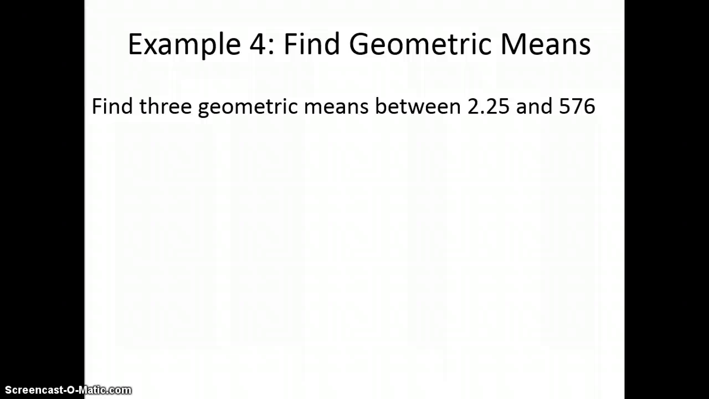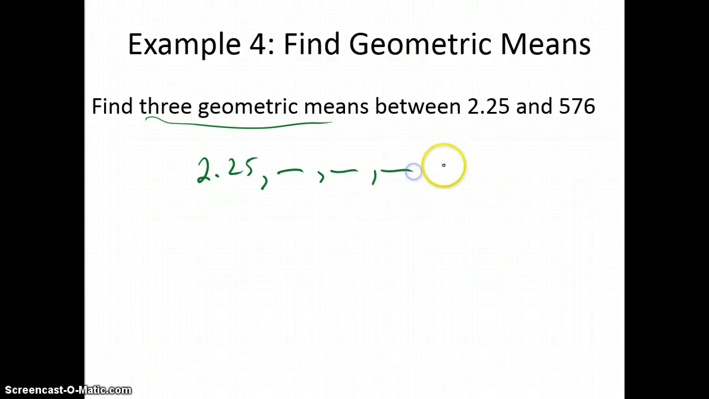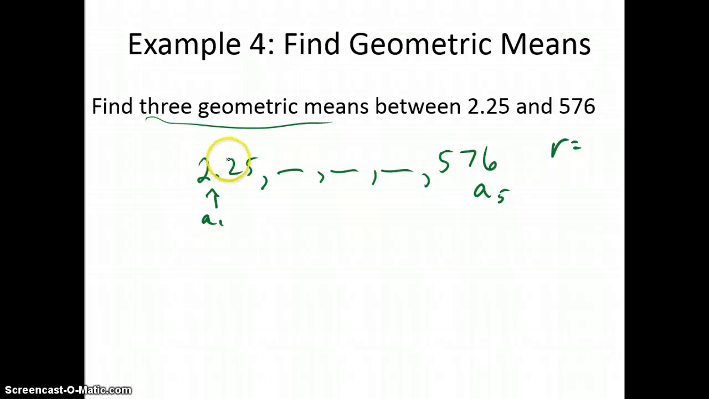Alright, the next one, finding geometric means, is the same as finding arithmetic means. So what it's saying is we have a term 2.25. We want the 3 geometric means, which means the 3 terms in between it. So the way we do this, I would identify this as a sub 1, and this is a sub 5. And really what we're trying to find here is, what is our common ratio? Because if we know our common ratio, we can multiply it by 2.25 to get our next number, and we continue to multiply by that common ratio.